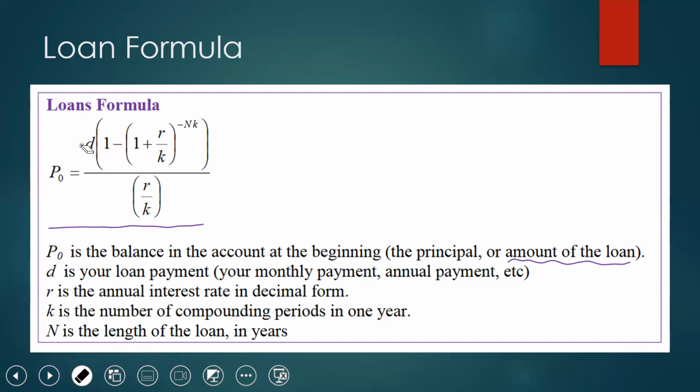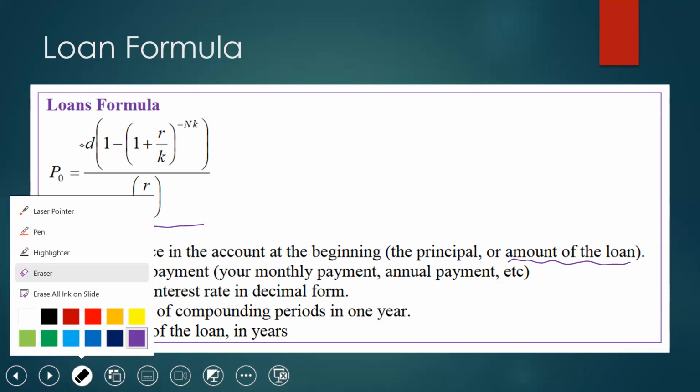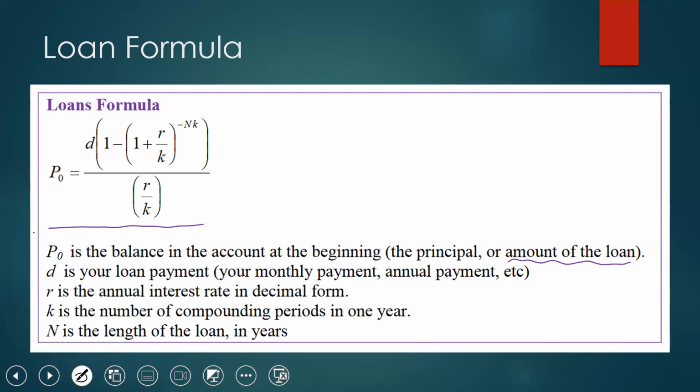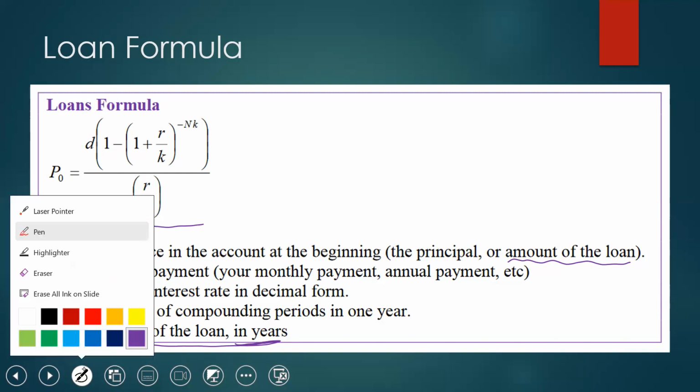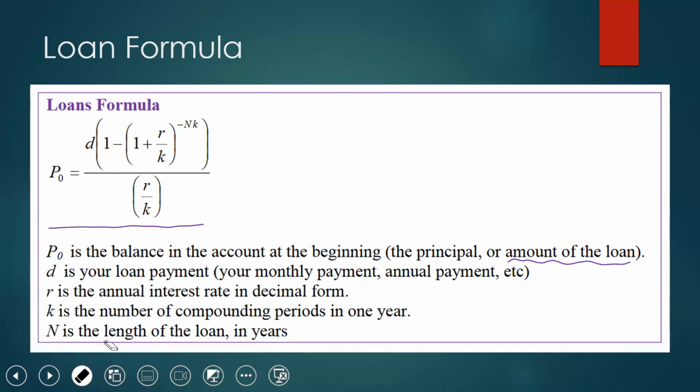R is your annual interest rate, also known as your APR in decimal form. K is the number of compounding periods in 1 year, and N is always the length of the loan, and that's always given in years. Okay, and hopefully you've also studied payout annuities prior to this, and this formula here for loans is actually the same as a payout annuity formula.